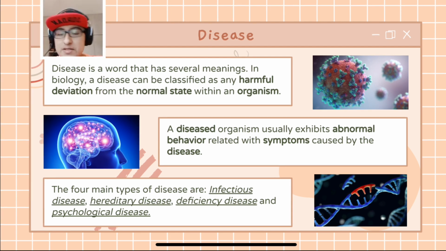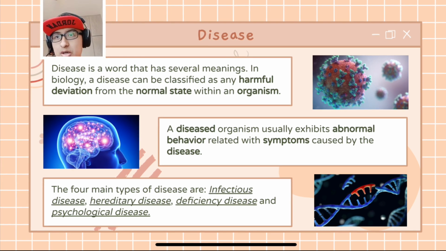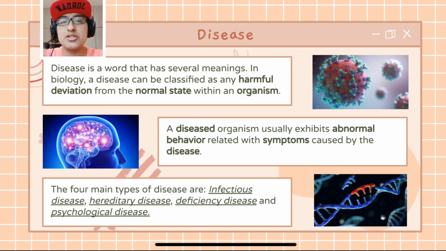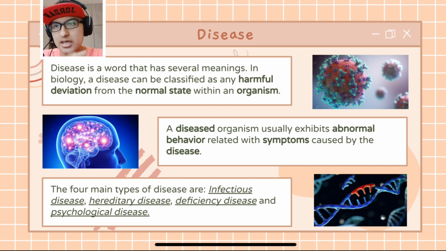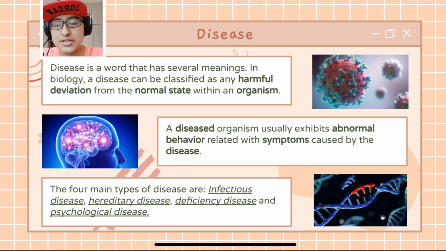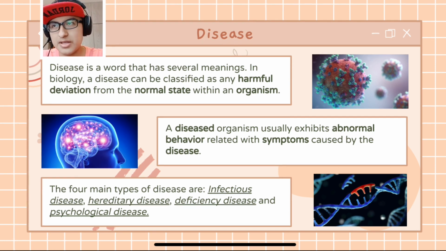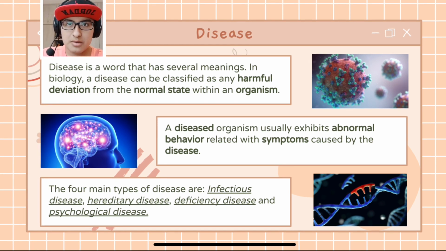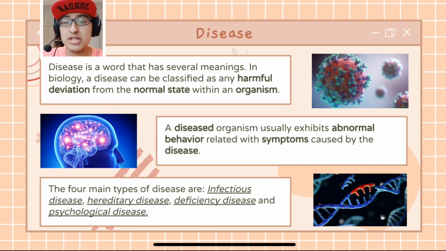Main types of disease are infectious disease, hereditary disease, deficiency disease, and psychological disease. I will explain each one of them just quickly. Infectious diseases are the ones that come from virus or bacteria, and fever is a simple example. Hereditary diseases are the ones that come from ancestors, from the genes.